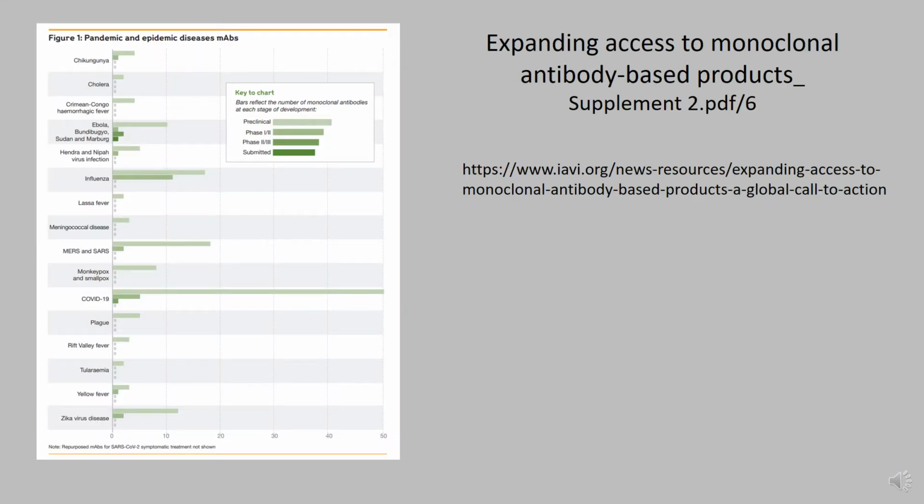This is a figure showing a list of viral and bacterial pathogens that can cause pandemics or epidemics, and looking at the number of monoclonal antibodies either at the preclinical stage or different phases of clinical trials. Most of these diseases have probably one or two monoclonal antibodies that are currently being tested at the preclinical stage, shown as these light green bars. So for MERS, SARS, influenza, Zika virus, and now COVID, there's over 10 or 15 monoclonal antibodies that are at the preclinical stage that are being tested. And I'd like to talk much more in detail about monoclonal antibodies against SARS coronavirus 2.